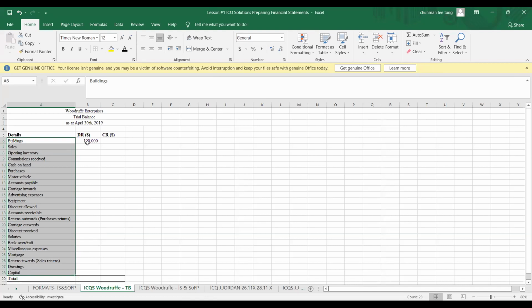So buildings, we know, have a debit balance. What about sales? Do sales have a debit or credit balance? Okay, so I'm seeing some correct answers here. Credit.